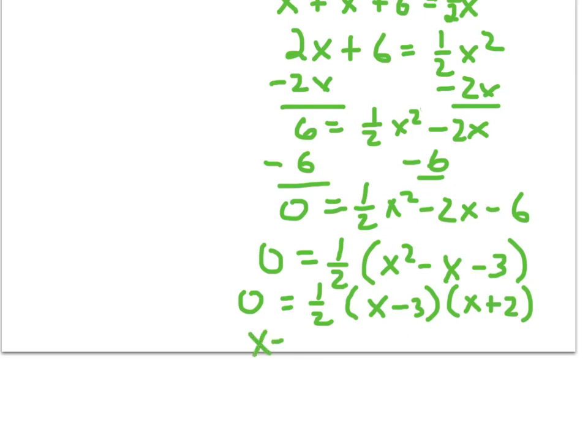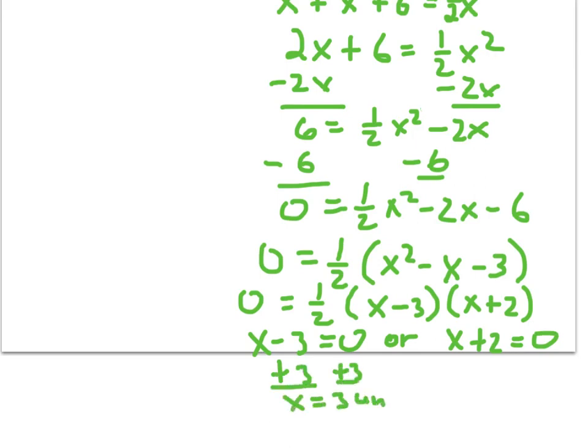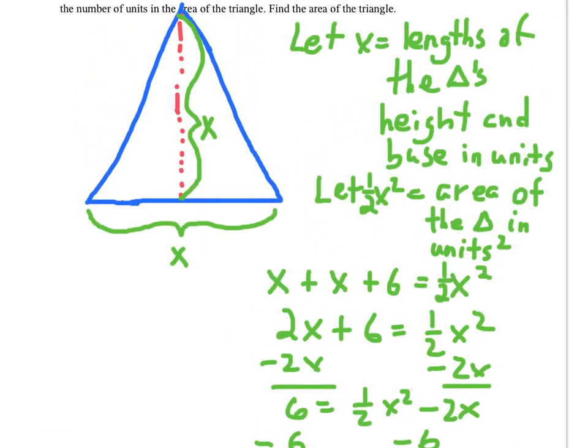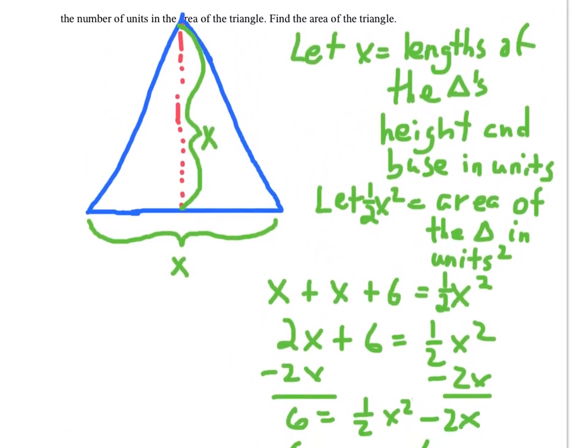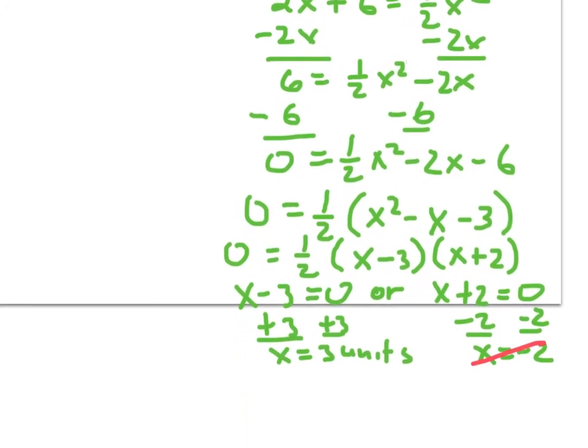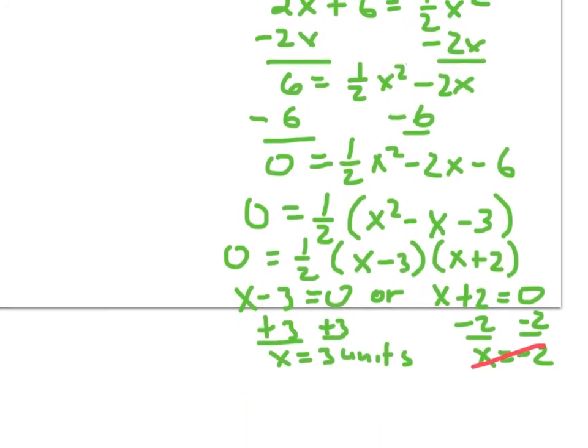And so then I will have x minus 3 equals 0, or x plus 2 equals 0. One of these is going to get a positive. That's that one. So I have x equals 3 units. You can see this other one's going to get a negative, so I'll exclude that. And now we've got to go back and answer the question here, which is find the area of the triangle.